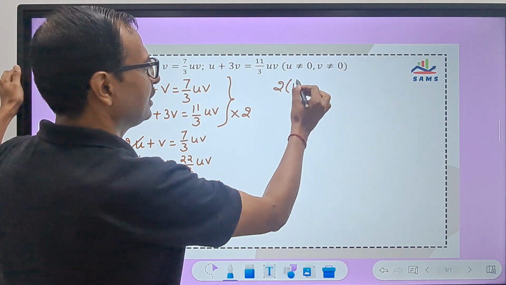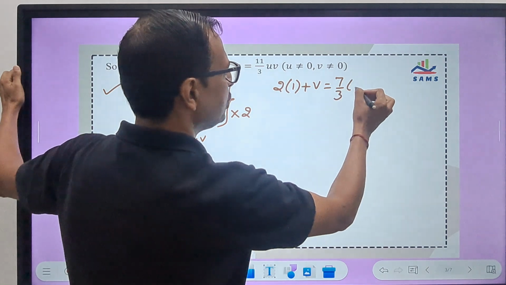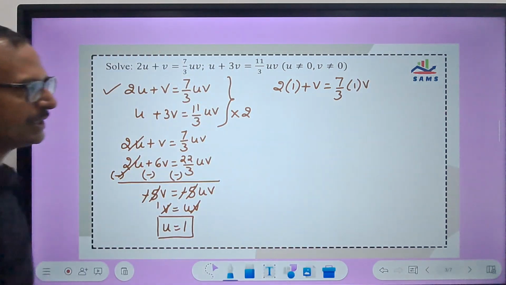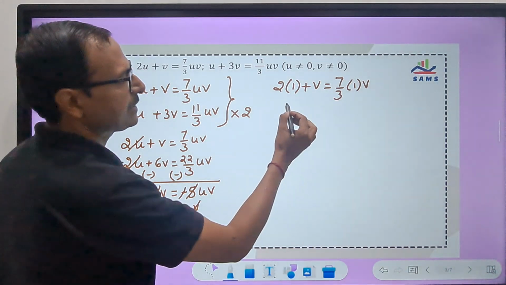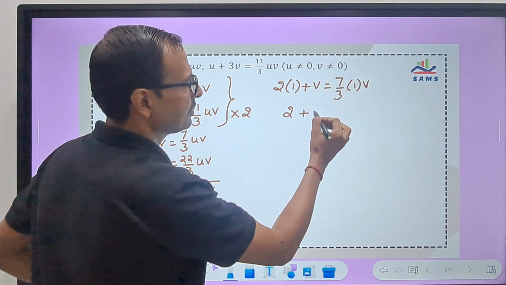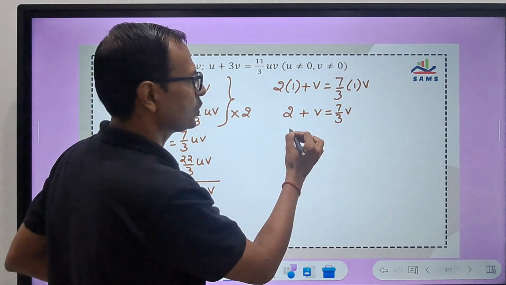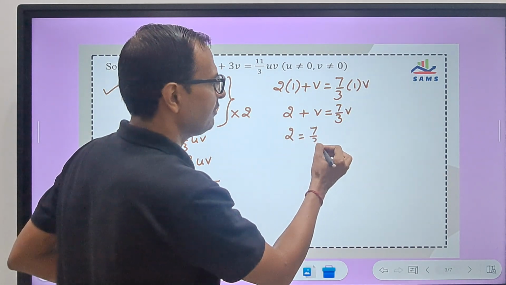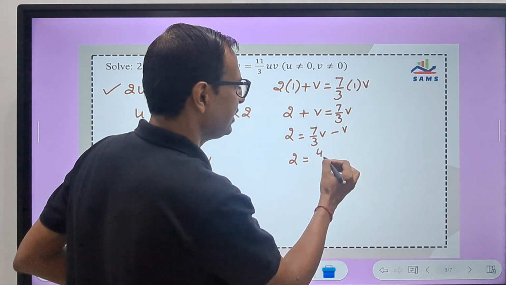2u, u is 1, plus v equals 7/3 uv, u is 1 and v, right? So I put u equal to 1 in the first equation. That gives me 2 plus v equals 7 by 3 v. And so 2 equals 7 by 3 v minus v, which gives 2 equals 4 by 3 v.